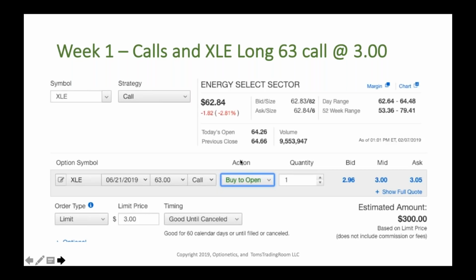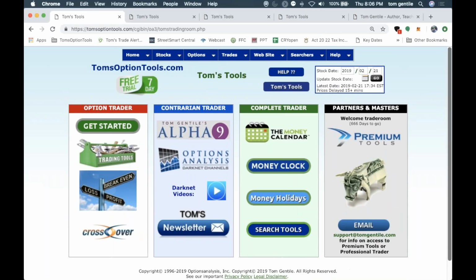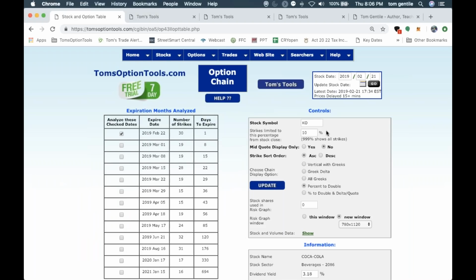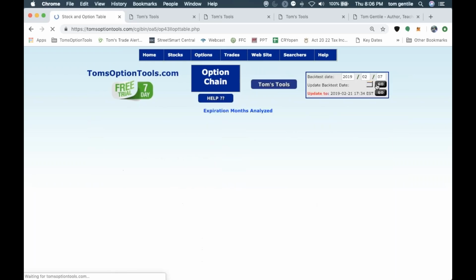So I want to just quickly show you. We're going to pop on over to Tom's Tools, and how about we go to the option chains? And over here, I'm going to type in XLE. I'm going to show you this trade once again. So I want to go back to the 7th. We're going to change the date over here to February 7th, 2019. I'm going to click Go.